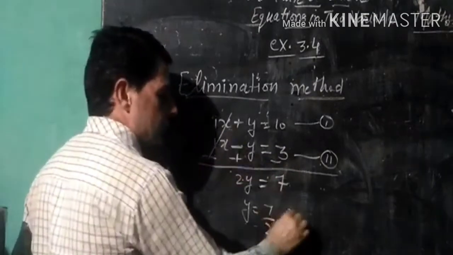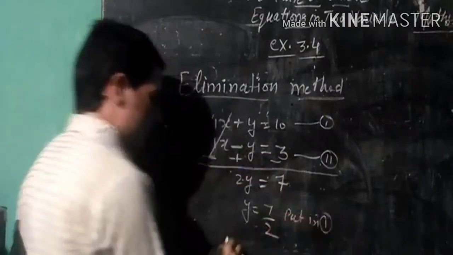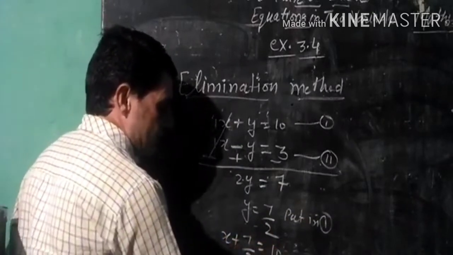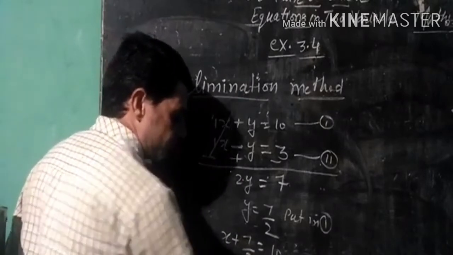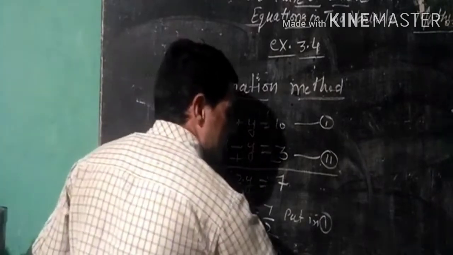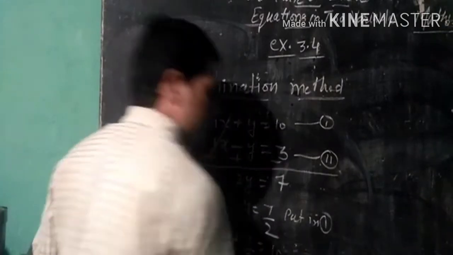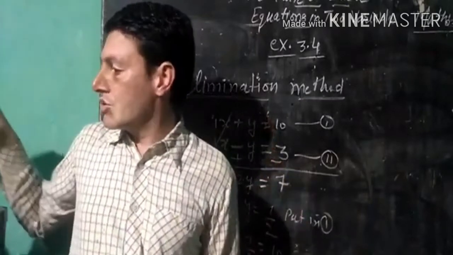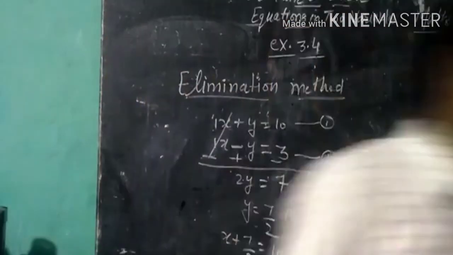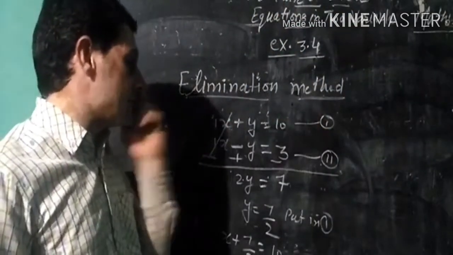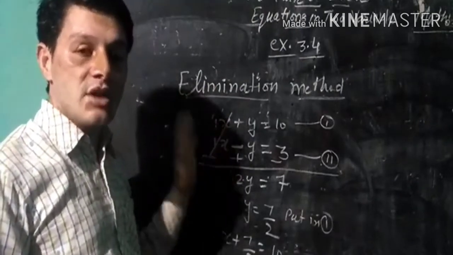Put that value in equation number first. What we will get? x plus 7 by 2 is equal to 10. x is equal to 10 minus 7 by 2. 2 is LCM. 20 minus 7, that is 13 divided by 2. That is the value of x. It means which method we need to simplify these questions? We need to solve these questions by the method of elimination method. And according to the elimination method, what are the steps? First of all, we need to check whether the multiple of x in both equations are same or not.